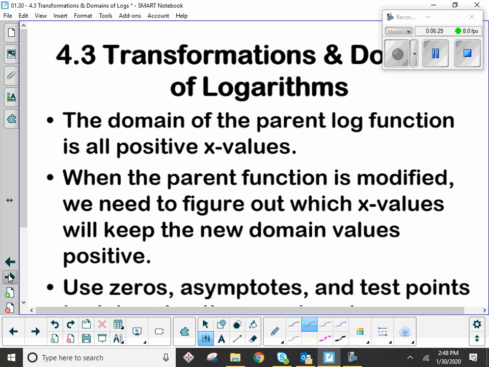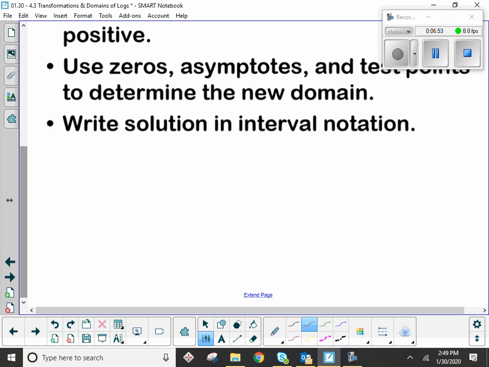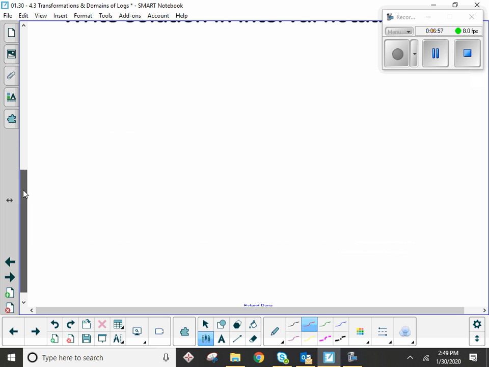Here's what we are doing today. We're finding the domains for transformed log equations. So for example, we will determine the domain for this function by the end of the lesson, log base 3 of 4 minus x squared. Before I talk about these word things, I want to just set this up for you with some pictures of what we're talking about, where we're headed with the lesson.